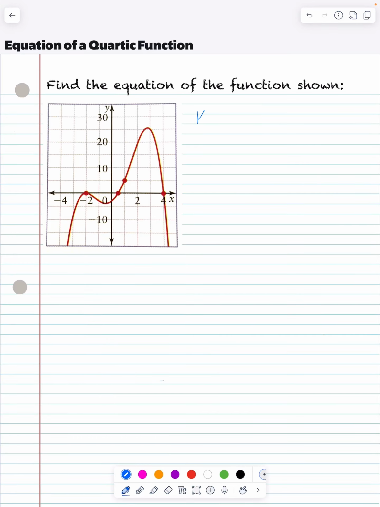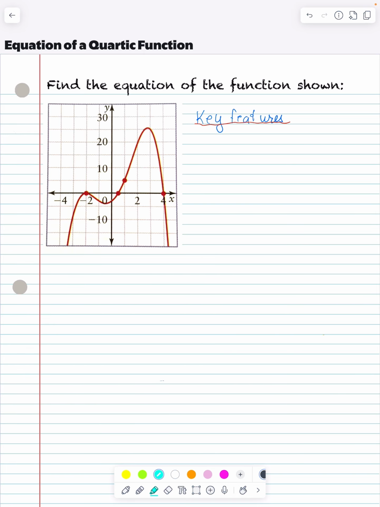Find the equation of the function shown below. So we're going to begin with writing down what are the key features of this graph. And the key features here are given to us. I will highlight the key features.